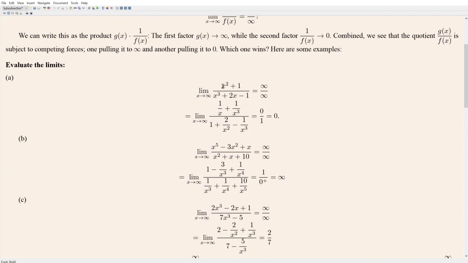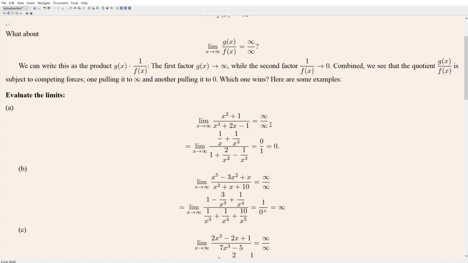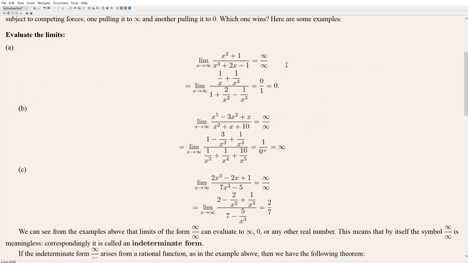Limit as x goes to infinity of x squared plus 1 over x cubed plus 2x minus 1. So here we have two polynomials. So as x goes to infinity, x squared plus 1 tends to infinity. X cubed plus 2x minus 1 also tends to infinity. So we have a limit that is of the form infinity over infinity. So this is the sort of situation that I've been describing. So if you recall from Calculus 1, we have a strategy for dealing with things like this.